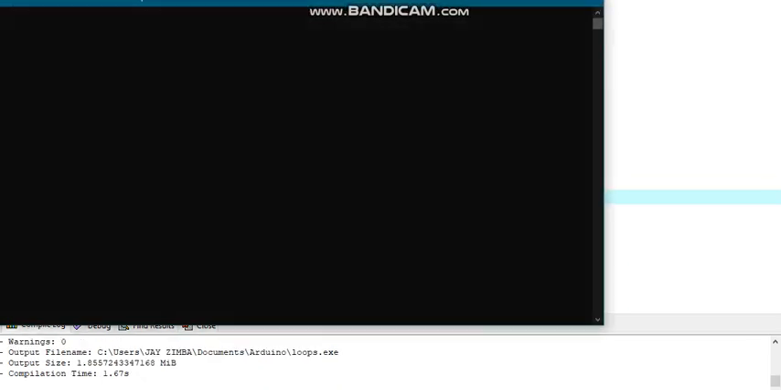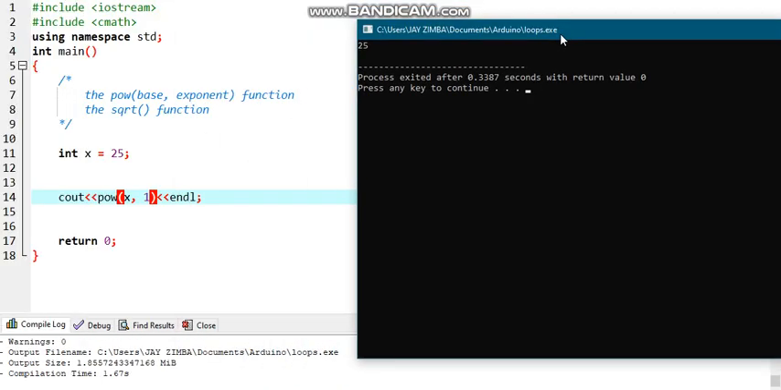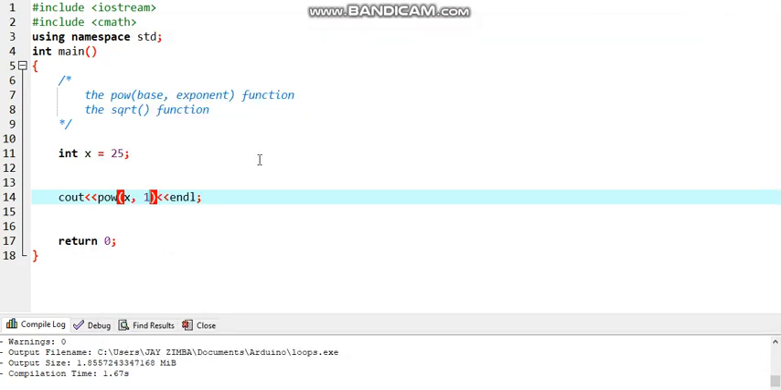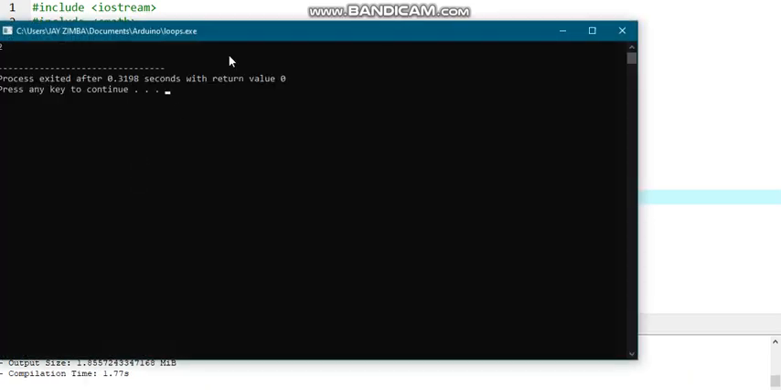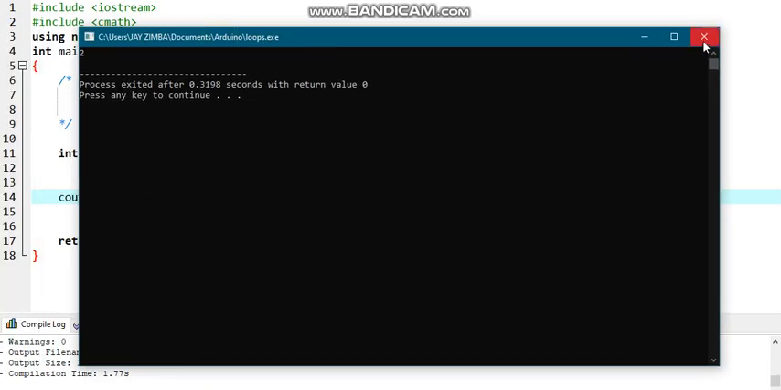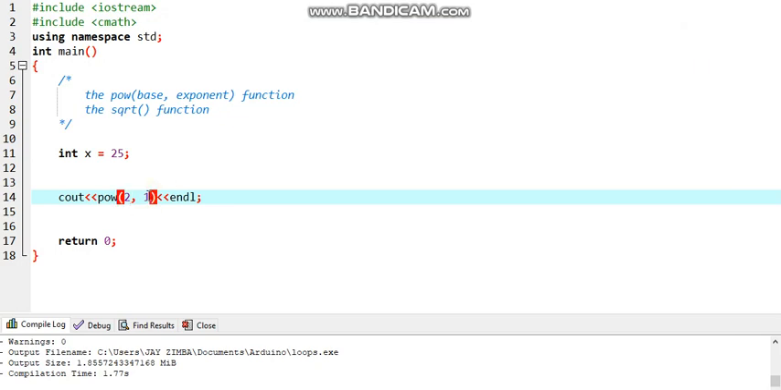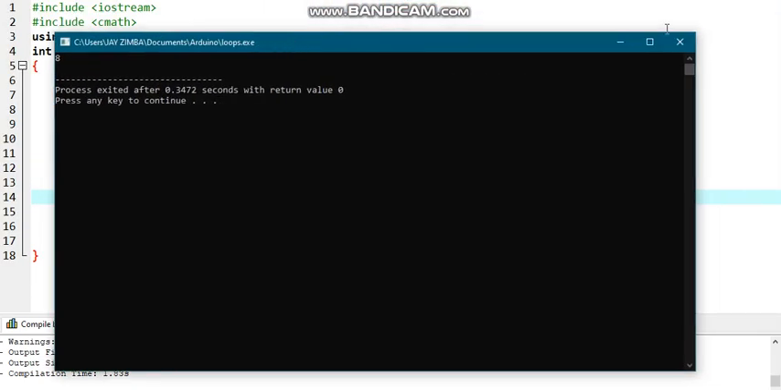Definitely we're going to get 25. So anything raised to the power 1 is itself, 25. Now instead of putting variables in here, you can still put a number like that. So 2 raised to the power 1, that's 2, and 2 raised to the power 3, that's going to be 8. Okay, so that's how it works.